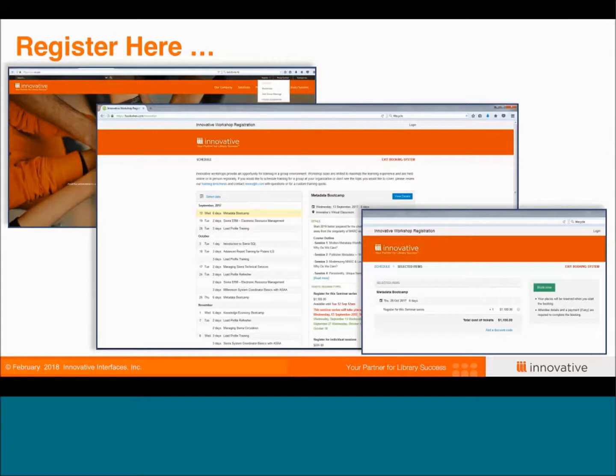But do take the chance to go ahead and look at what we're beginning to offer as we take our information beyond the ILS and continue our partnership with you and getting you the tools and the resources that you will need to move your library forward.